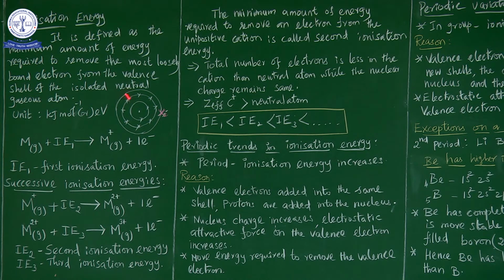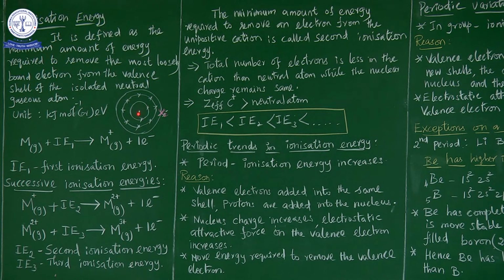So, the removal of the most loosely bounded electron. Most loosely bounded electron means it is more apart from the nucleus. That is the most loosely bounded electron, because it experiences the minimum attraction from the nucleus. The last electron experiences the minimum attraction from the nucleus. The first orbit has two electrons, and those two electrons are closer to the nucleus. Electrons have negative charge, and the nucleus has positive charge due to the presence of protons.